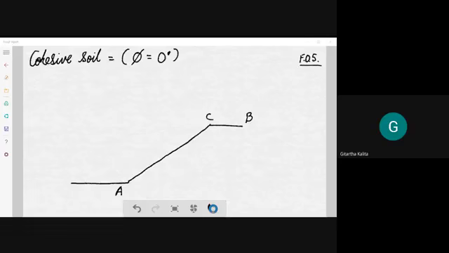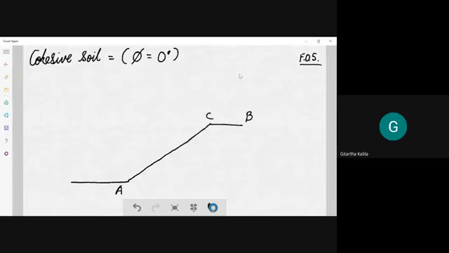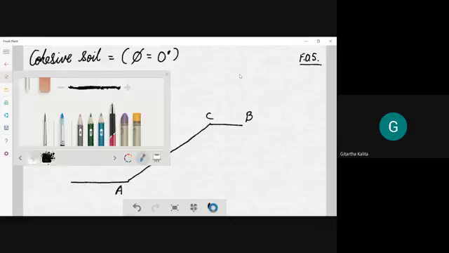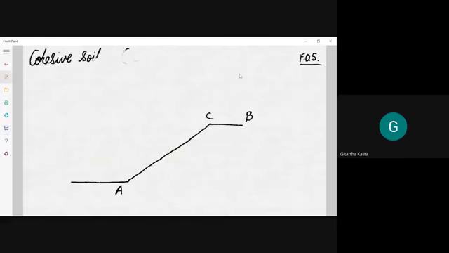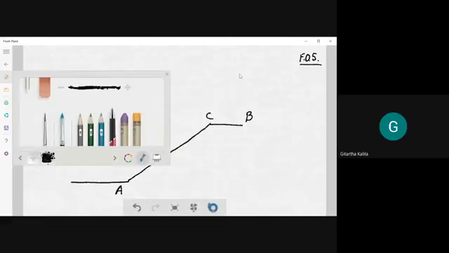You have to remember the range, and for that you need to study the books where the ranges are given in a very proper order. So for cohesive soil, you should know that phi is zero. Let me erase this part to make space for the diagram, but please note it down.